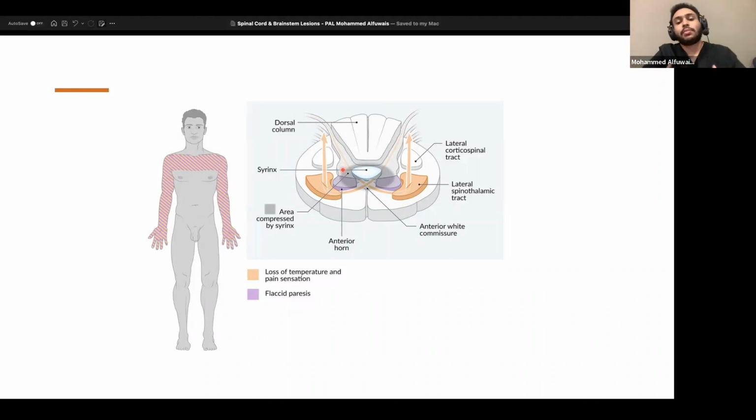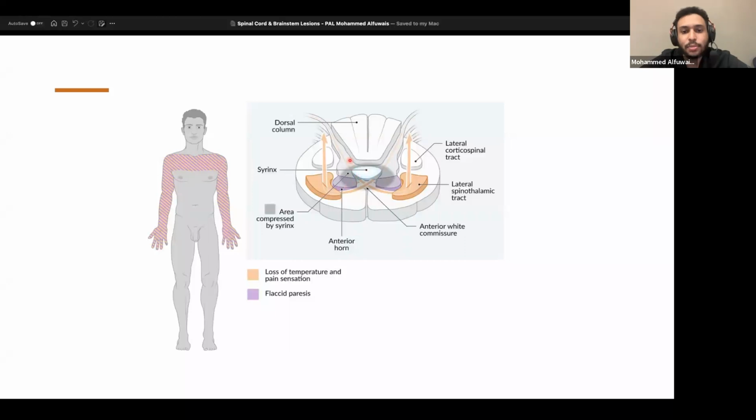And it will lead to compression of structures surrounding the central canal. So these are, for example, what? The anterior gray horn cells and the spinothalamic tract that's crossing over, which is the anterior white commissural fibers. Because this is growing centrally and expanding in a circle, it will affect both sides. It will lead to, number one, bilateral loss of pain and temperature sensations, and bilateral flaccid paralysis. Why is it flaccid paralysis? Because it's going to affect the anterior gray horn cells, so this is a lower motor neuron lesion.